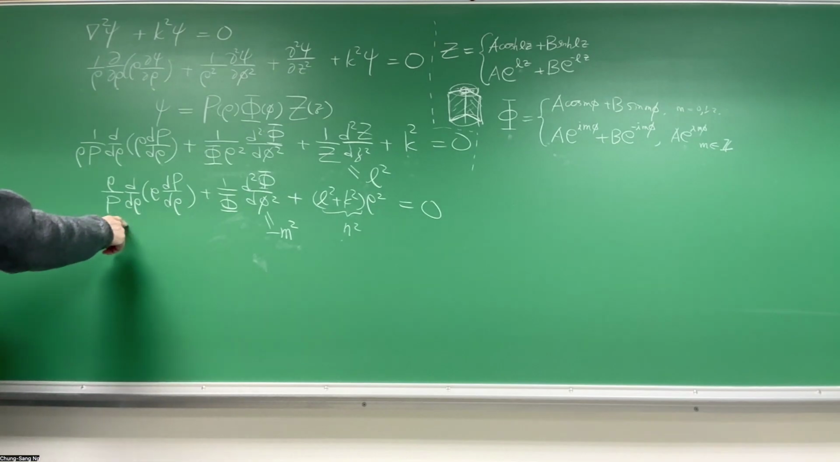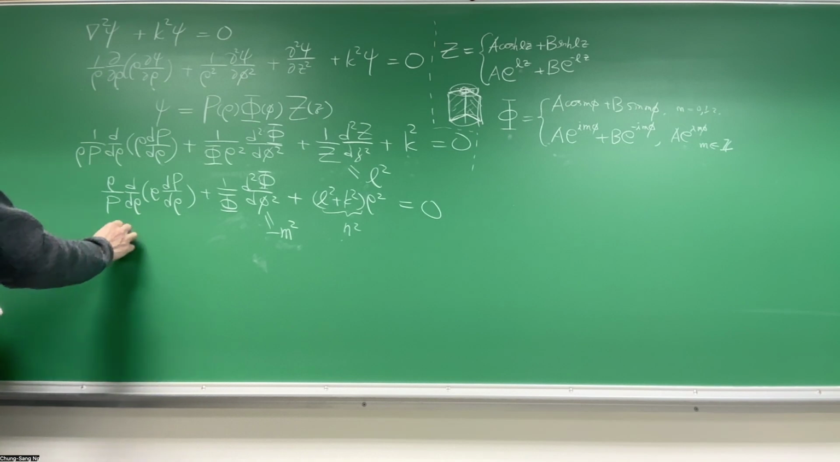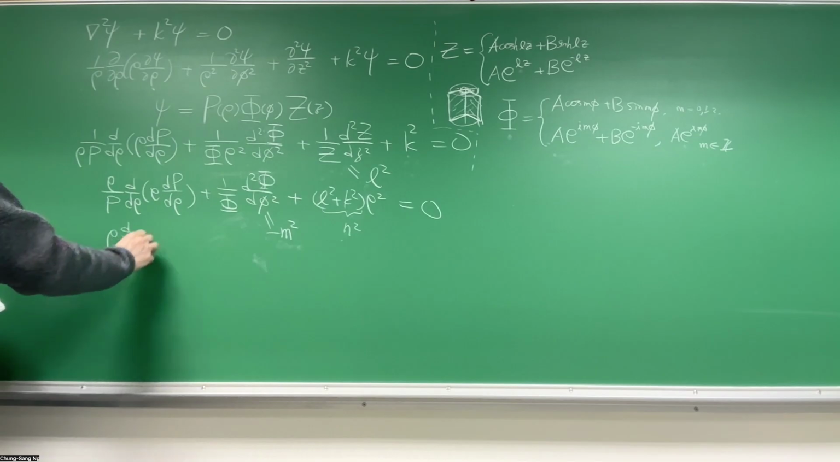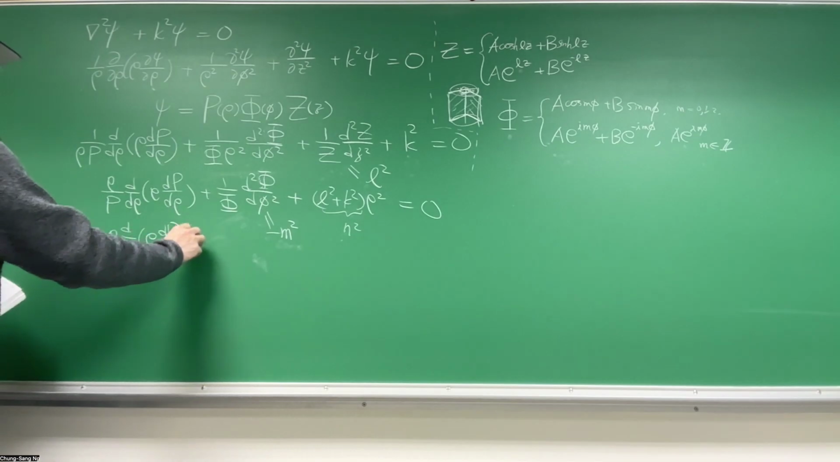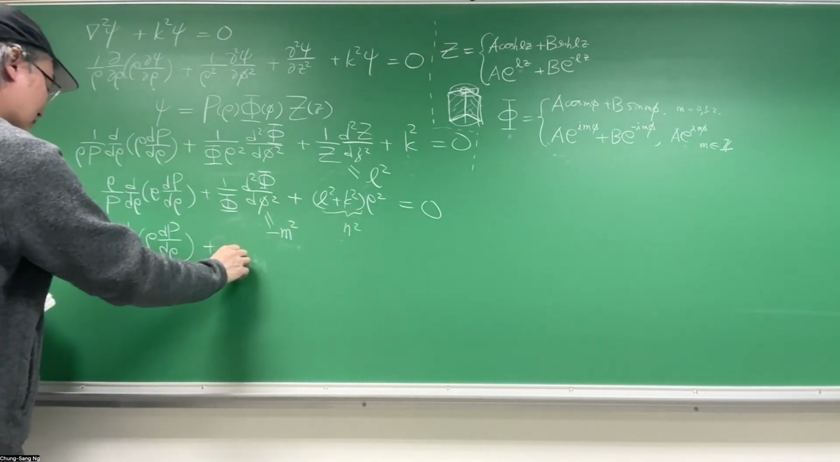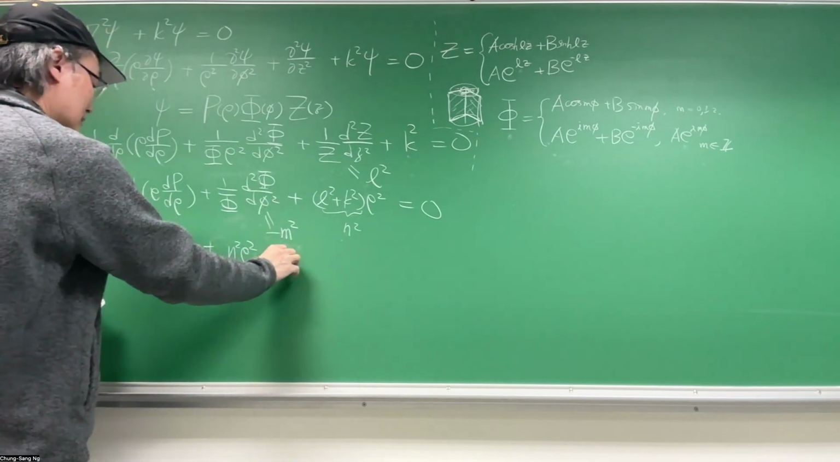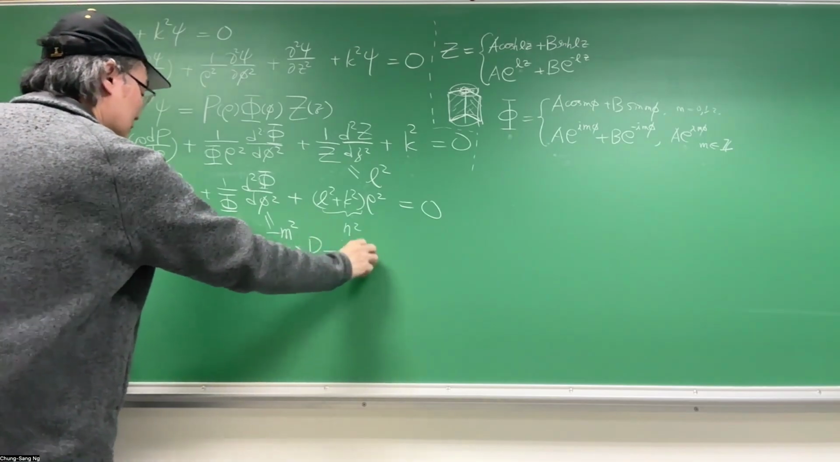You can rewrite the equation in the form of what we call the Bessel equation. Just write rho, multiply rho to the other side: rho d by d rho of rho dP by d rho, plus n squared rho squared minus m squared, times P, equals 0.